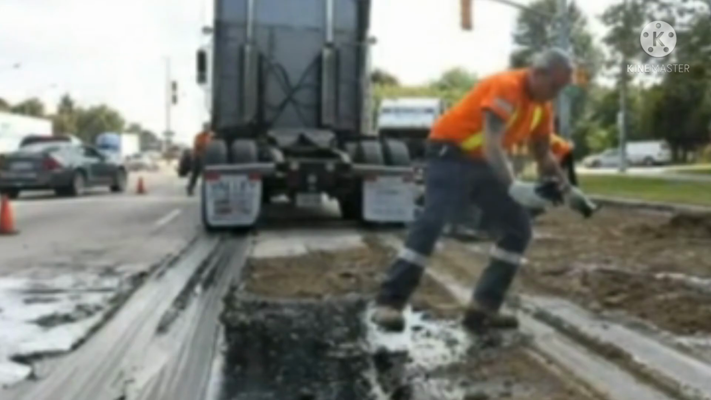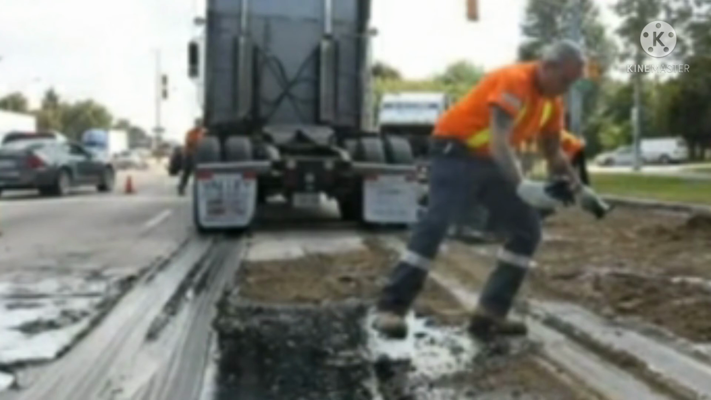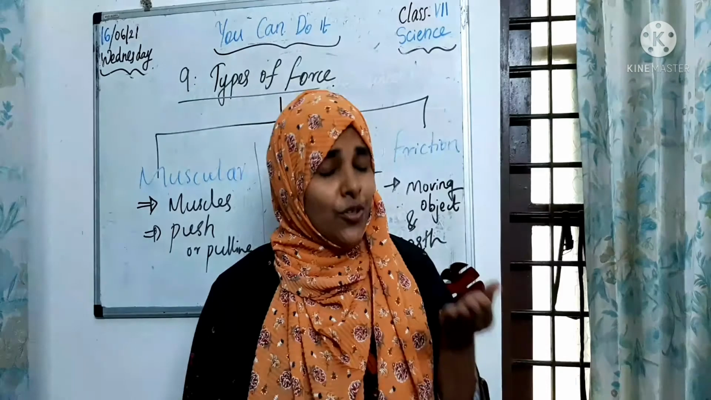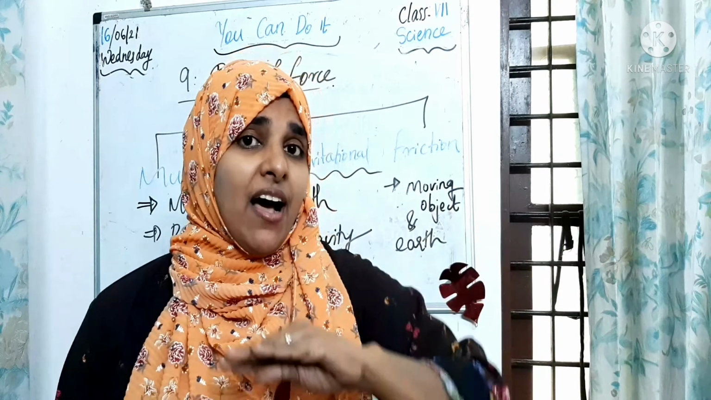Let's check. We are able to walk because of the frictional force between our foot sole and the ground. Also, it's difficult to walk on smooth, slippery ground. If the ground is greasy or oily, it is very difficult to walk on the smooth surface. This is because the presence of oil or grease reduces the frictional force between the ground and our shoes or our foot. Now, children, a rough surface generates more friction than a smooth surface.